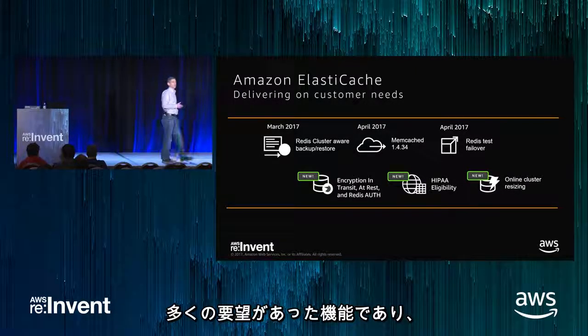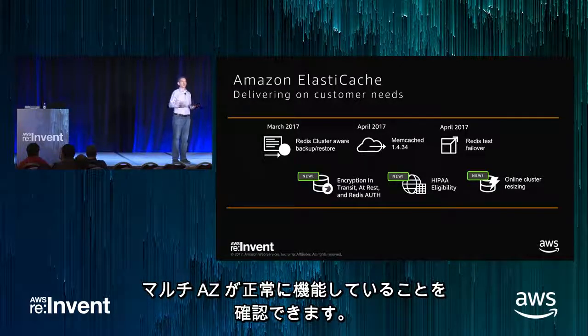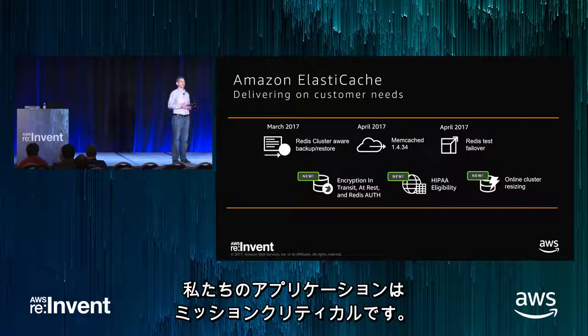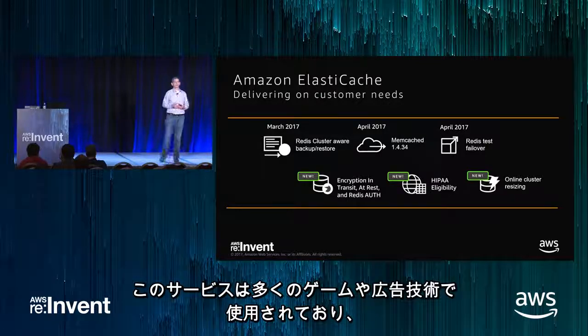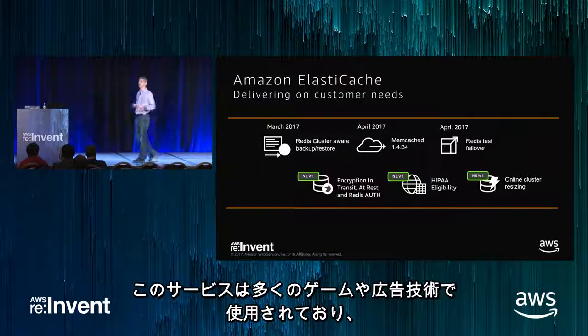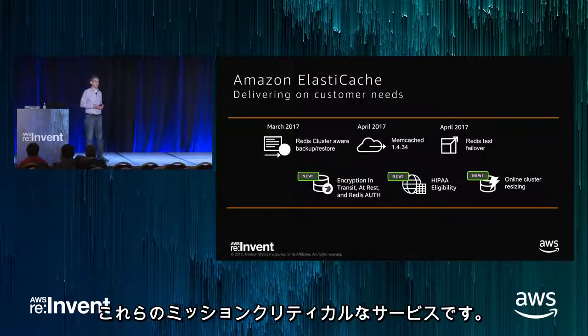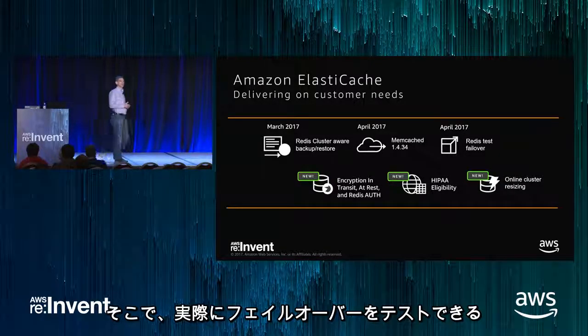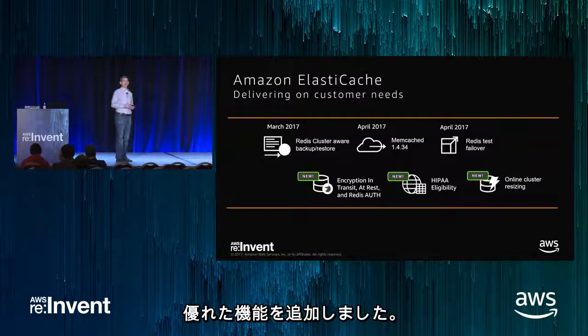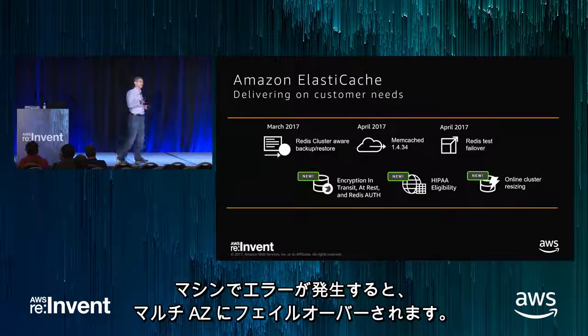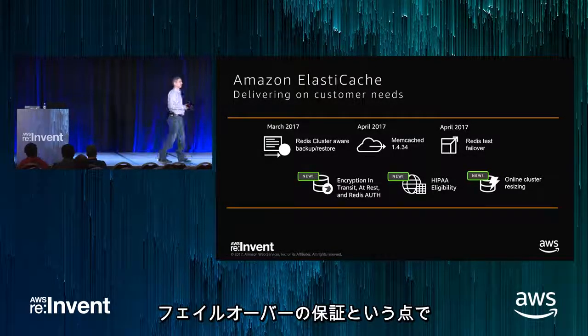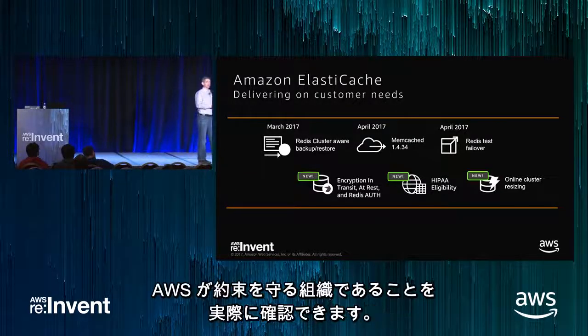A feature a lot of you asked us for is, how do we know that this multi-AZ actually works? Like, our application is mission critical. We serve a lot of gaming and ad tech with this service. So this is truly a mission critical service for them. So we added a really cool feature where you can actually test failover. You can make the machine fail. We fail over to multi-AZ, and you can actually make sure that we stay true to our promise on our failover guarantees.